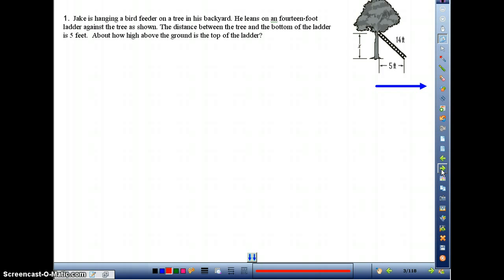Jake is hanging a bird feeder in a tree in his backyard. He leans a 14-foot ladder against a tree as shown. The distance between the tree and the bottom of the ladder is 5 feet. How high above the ground is the top of the ladder?